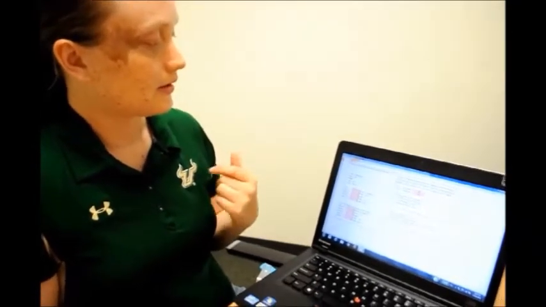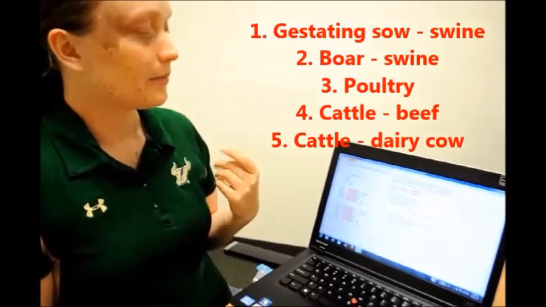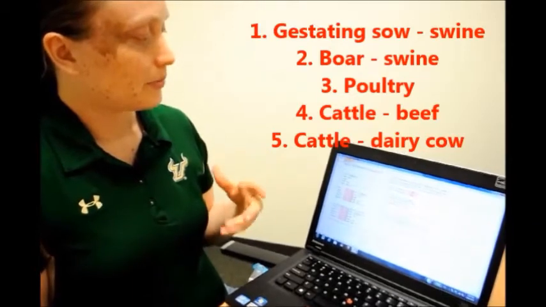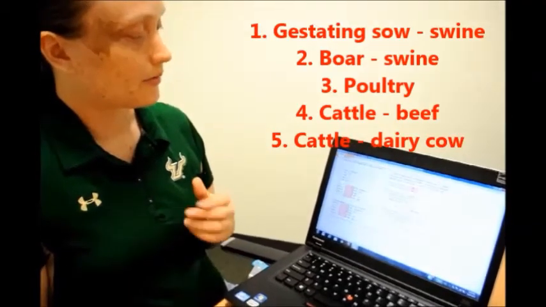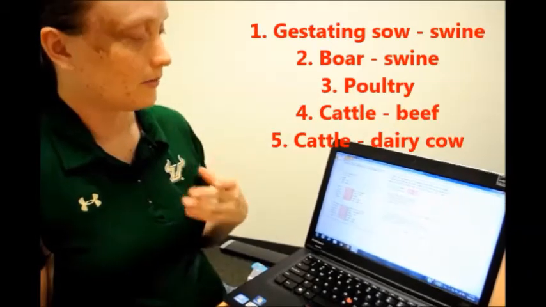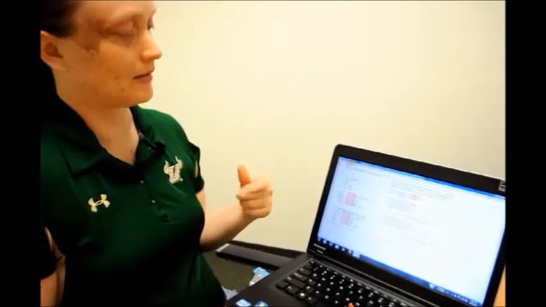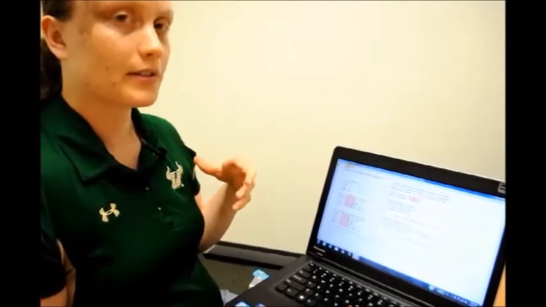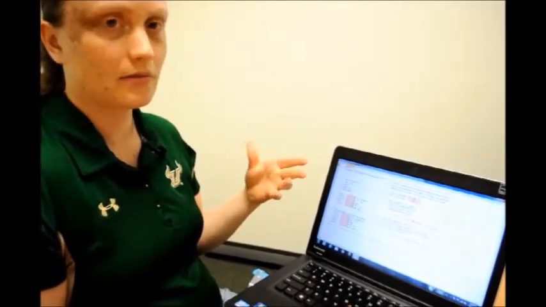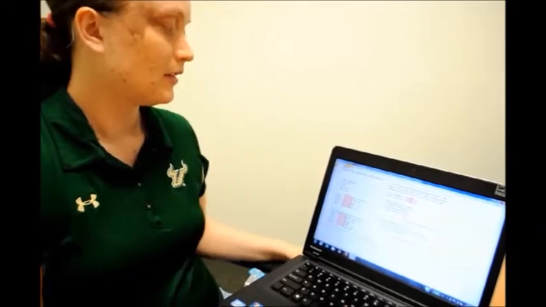The first is a gestating sow swine. It's a mother pig who's suckling. The second is a swine boar, and the third is poultry. Fourth is cattle beef, and the fifth is cattle dairy cow. And the reason for the different swine and the different cattle choices is because the manure that they produce are different volumes and different characteristics.